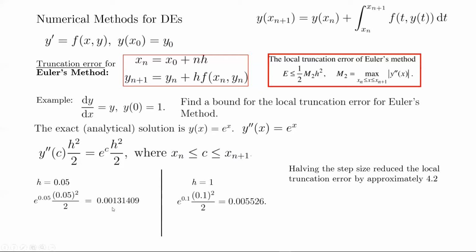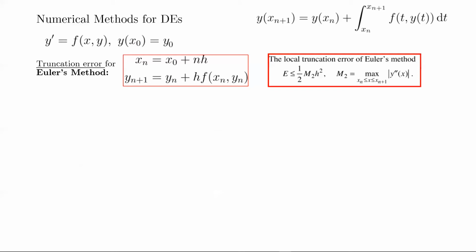So if we take 0.005526 divided by 0.00131409, you get roughly 4.2. So halving the step size has reduced the error 4 times, which is what we expect for an order h squared method.